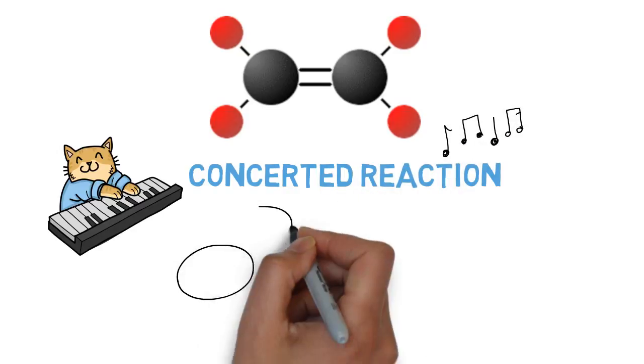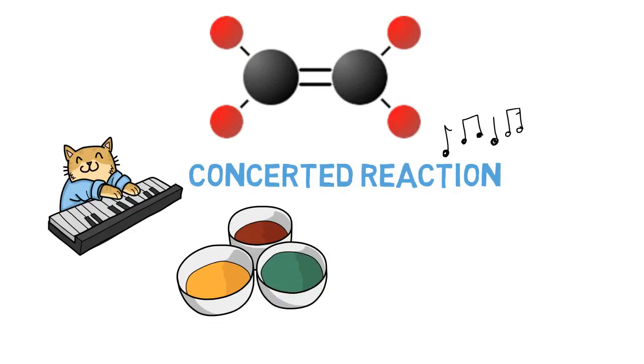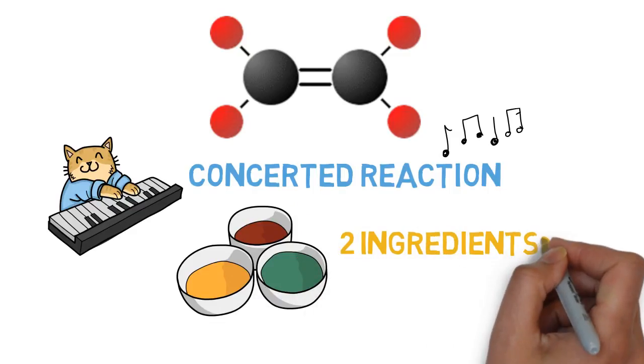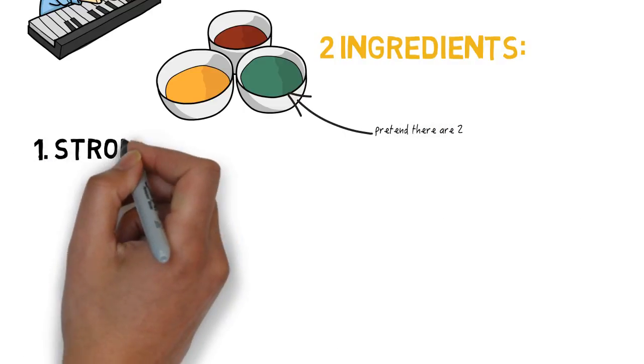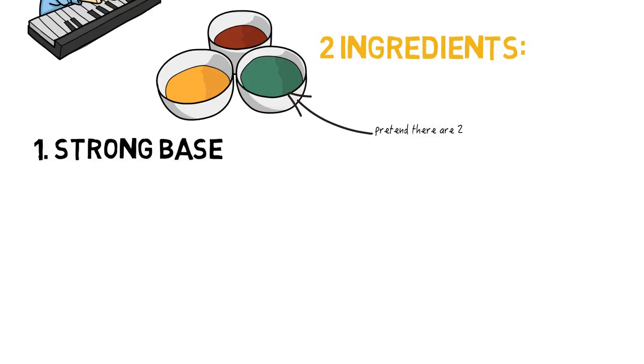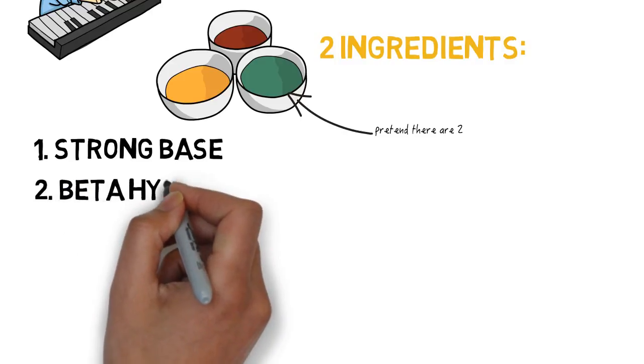For E2 reactions to occur, you need 2 crucial ingredients. One is that it needs a strong base. A strong base is most commonly a negatively charged molecule with a highly electronegative atom, such as oxygen, sulfur, or nitrogen.